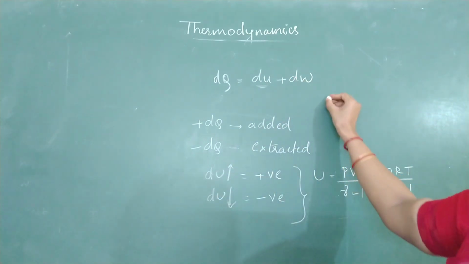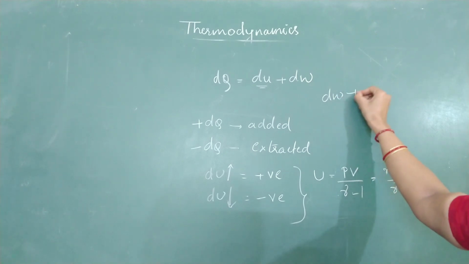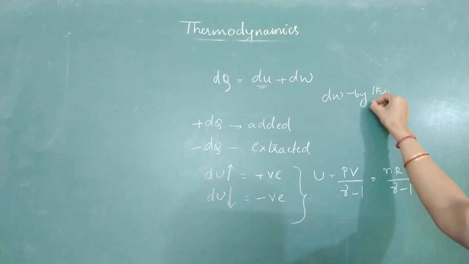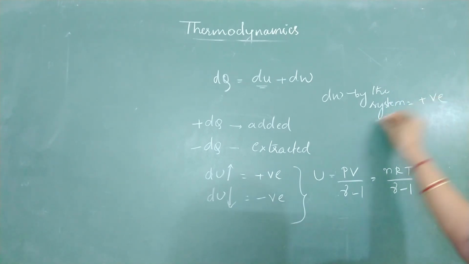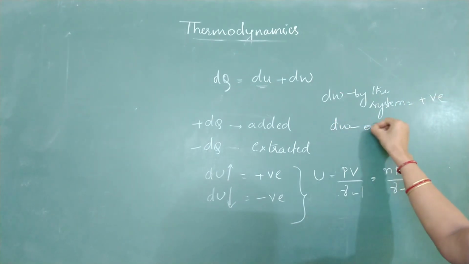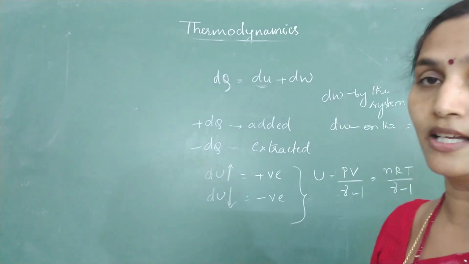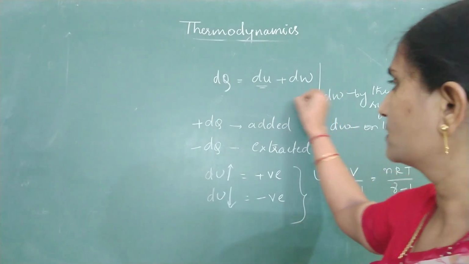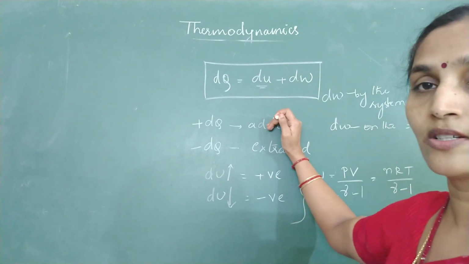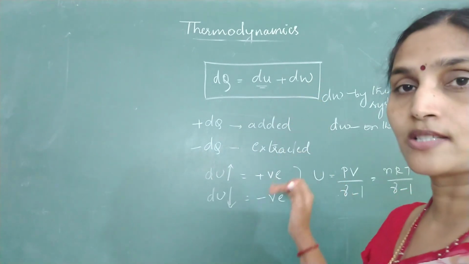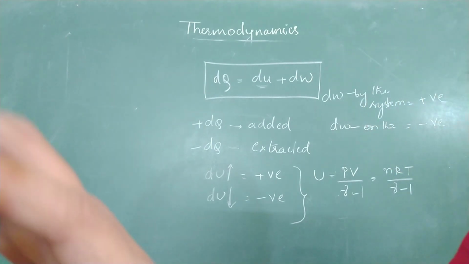Then coming to dW, how do we take the sign convention? Work done by the system when volume is increasing is positive, and work done on the system when volume decreases, we take it as negative. Hope you remember the basics of the first law. What is the significance of the first law? It's another form of conservation of energy. So based on this first law of thermodynamics, let us see how to solve some simple applications.